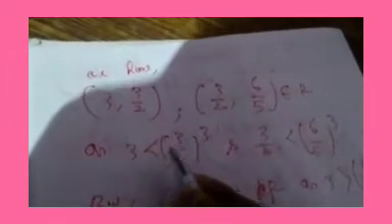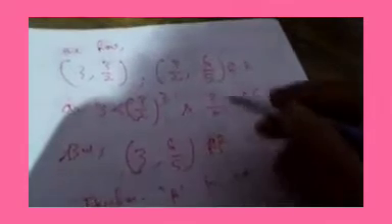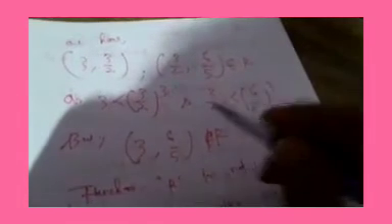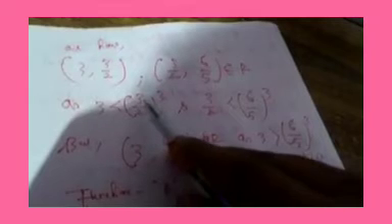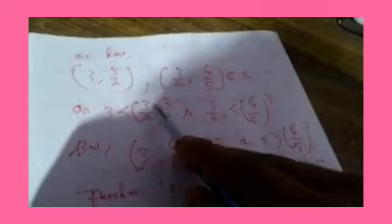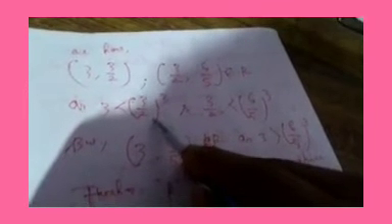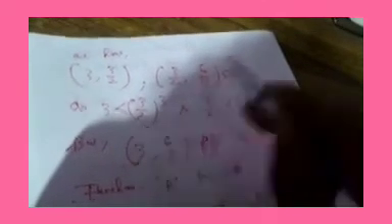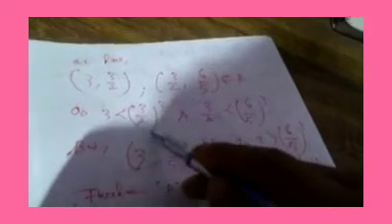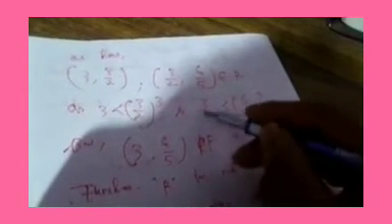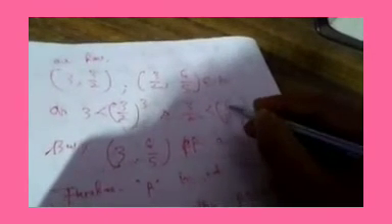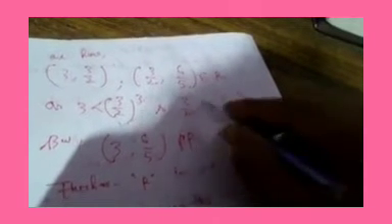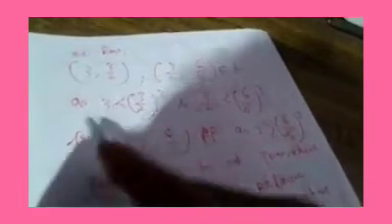Let's see for transitivity. Suppose 3 by 2, 3 by 2, 6 by 5. Okay, 3 is less than (3 by 2) cubed, and 3 by 2 is less than (6 by 5) cubed. You see, (3 by 2) cubed means 27 by 8. It is satisfying: 3 is definitely less than this value, and 3 by 2 is less than that value. You can calculate it yourself and you will get the value, and it will definitely be greater than this.